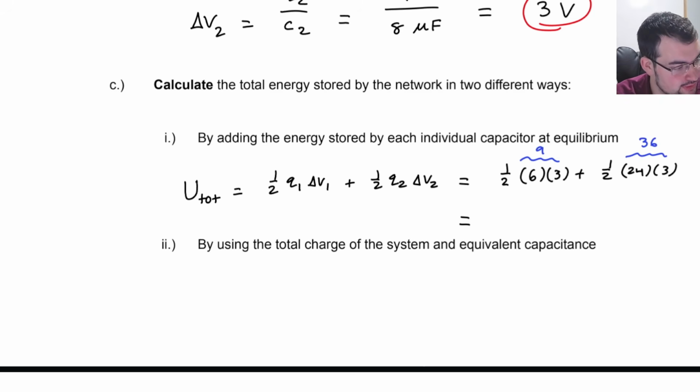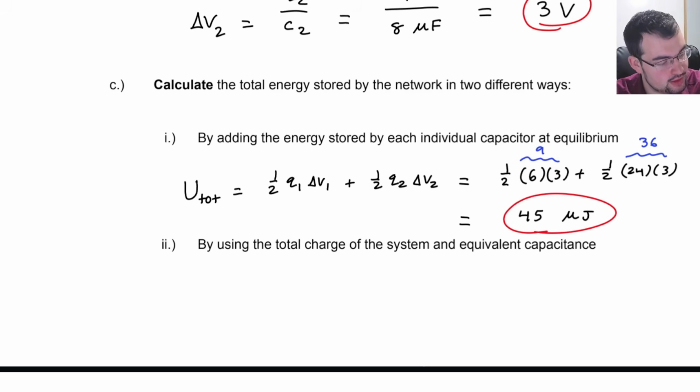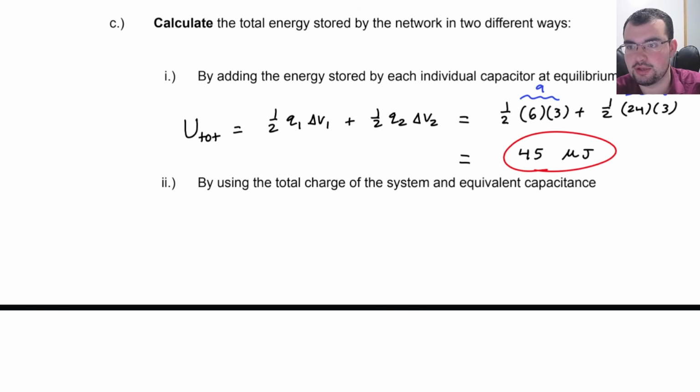All right, 12 times 3 is 36. 3 times 3 is 9. Makes sense to me. So we get 45 microjoules. Now we can quickly check that this makes sense because we can actually use equivalent capacitance because we said these are actually parallel. So C equivalent is actually the 2 capacitances in parallel.